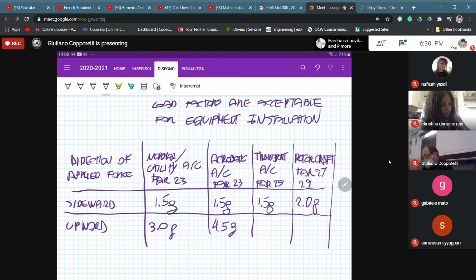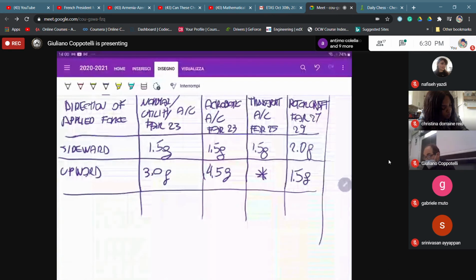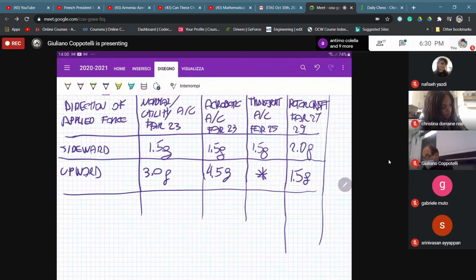Then we have special issues. In this case, generally speaking, you have to talk with your friends in your law departments there. That's the reason why I'm using a star. And then 1.5 Gs. Okay, the star is because we could have specific values when referring to the specific position this equipment is mounted on the whole aircraft.